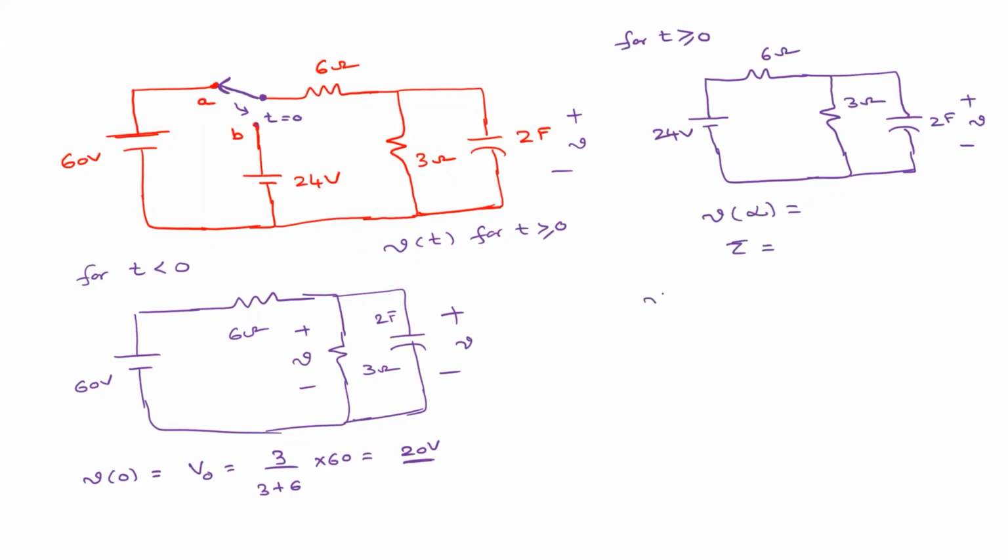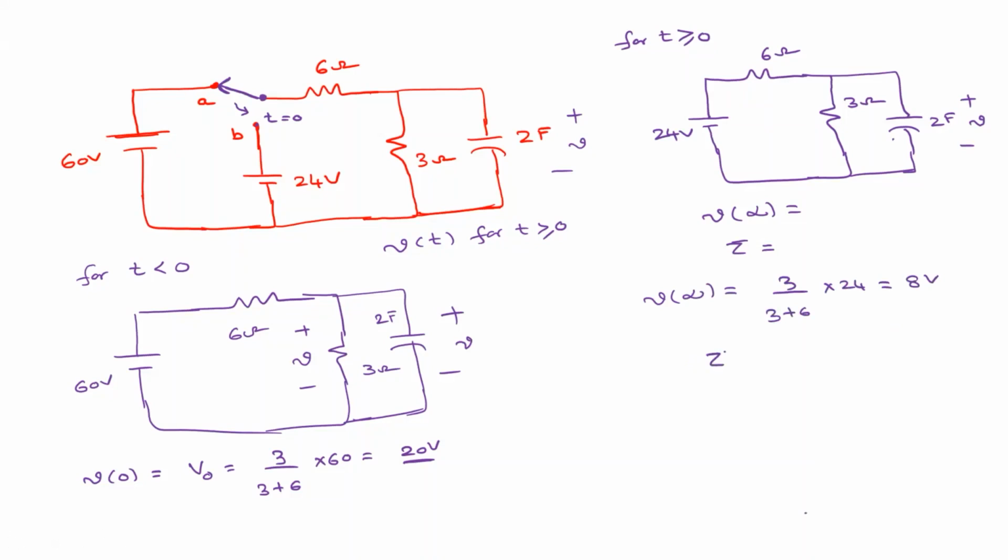So V infinite. What is V infinite? It is the open circuit voltage across the capacitor. Right. So now this capacitor is open circuited. So this will be 3 by 3 plus 6 into 24. So how much is it? 8 volts. Again, voltage division.